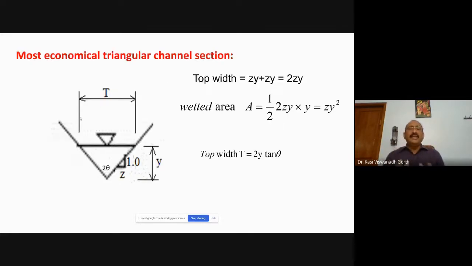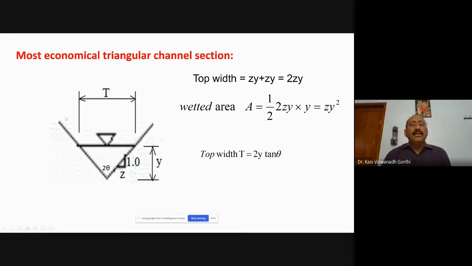Okay, we have completed two major derivations: the condition for the most economical rectangular channel section, and the condition for the most economical trapezoidal channel section. In the process, we have proved that the most economical trapezoidal channel section also would be half of the hexagon. Now, most economical triangular sections.